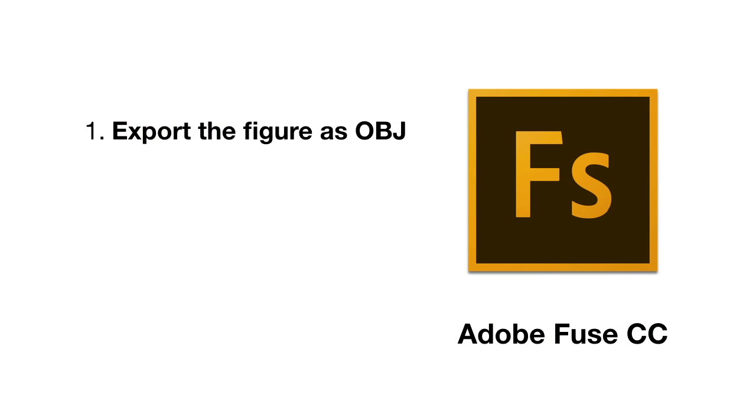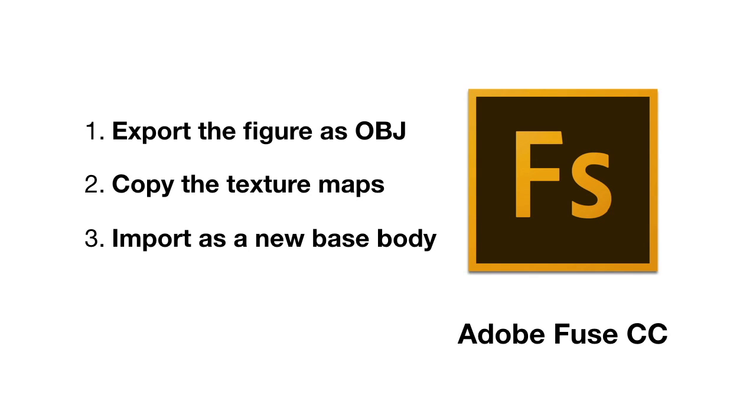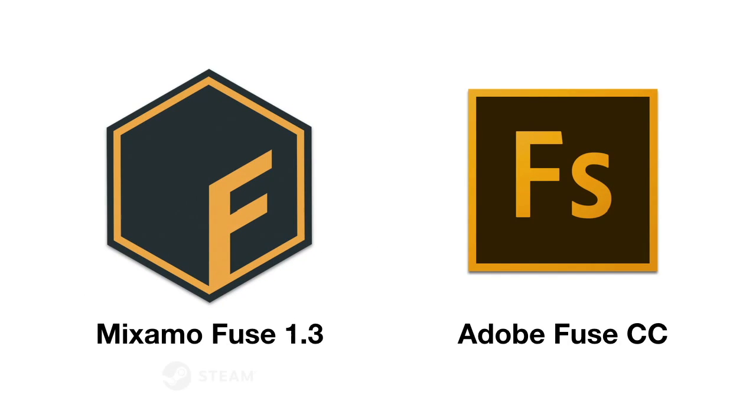Let's get started. First, we'll export the figure from Fuse 1.3 as an OBJ file. We'll grab the original texture maps from Fuse 1.3. Then we'll import the OBJ as a new base body in Fuse CC. In the second part of the video, we'll transfer clothing using the exported base body as a reference mesh. Mixamo Fuse 1.3 can be downloaded for free from Steam.